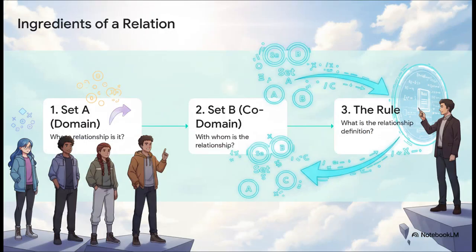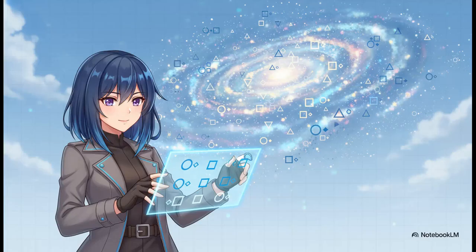And that idea translates perfectly into math. Every single relation is built on these 3 ingredients. You need a starting set, A. You need an ending set, B. And then you need the rule, the specific condition that decides which elements from A are actually allowed to connect to elements in B. And here it is.